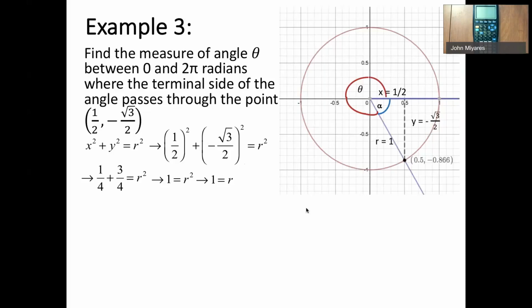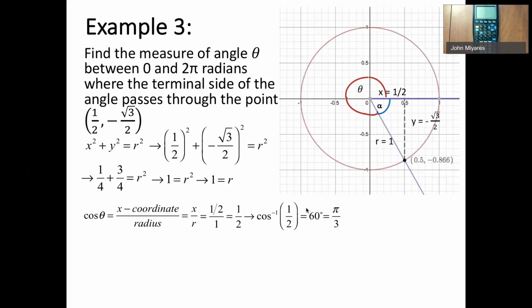Since we're in quadrant 4, we'll use cosine again to say x over r, adjacent over hypotenuse, will equal 1/2. Now we could recognize this as one of our special triangles, but if we didn't, we could put this in our calculator, and we'll see that the inverse cosine of 1/2 would be 60 degrees or pi over 3 radians, and that would be our reference angle alpha. Given that this point is in quadrant 4, we'll take 360 degrees minus the 60 in order to get 300 degrees.